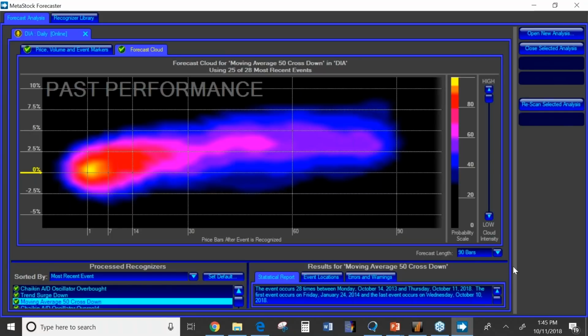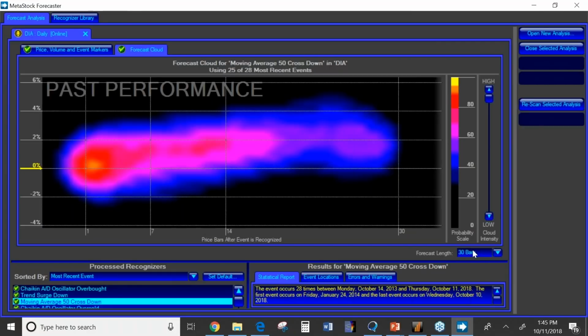We can actually move the length of that out or short if we want. You can go like 30, 90, and 180 bars. Because of the amount of time that it takes for a 50-day moving average to cross down, by default, the forecast length is 90 bars, okay? If you want to, you can move that up to 180 bars and have the program go down 180 bars to determine a bit of a longer period view. That's up to you, okay?